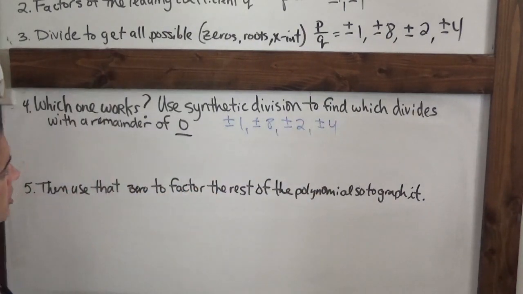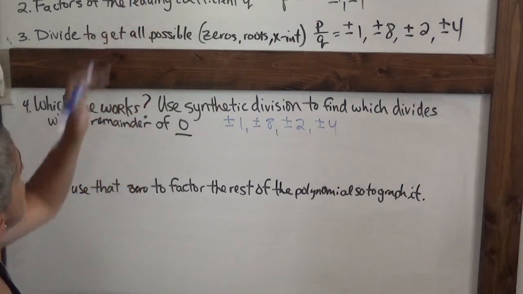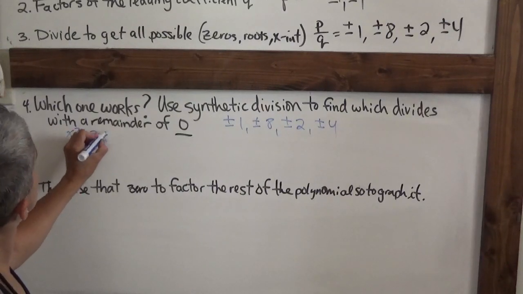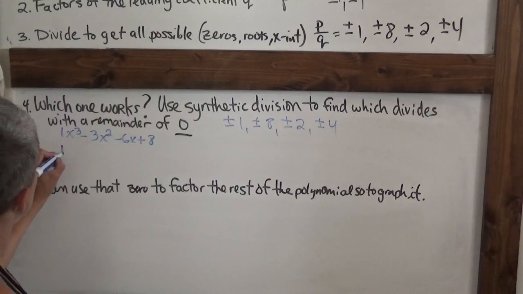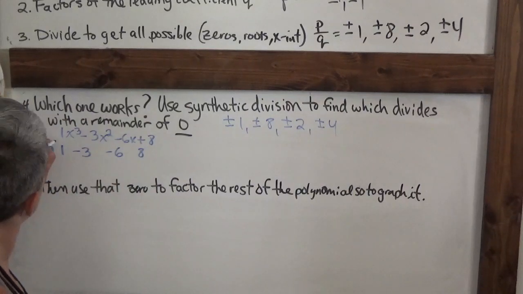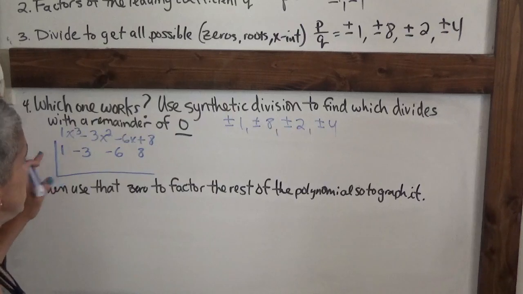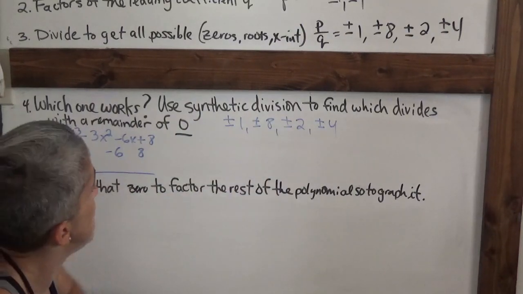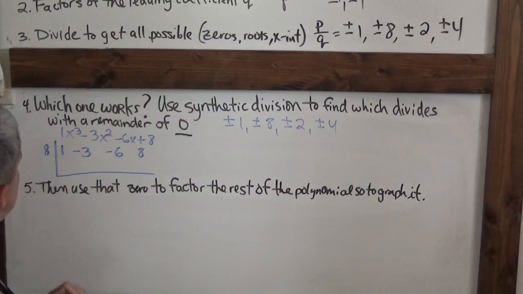Alright, so let's refresh our memory about synthetic division. I need to set up the coefficients of my polynomial. So this was my polynomial. I'm going to rewrite it down here. I have the imaginary 1, negative 3, negative 6, and 8. And then I make my little house here. Now outside, I'm going to choose a number that I think could work. Let's choose positive 8 and put it on the outside.